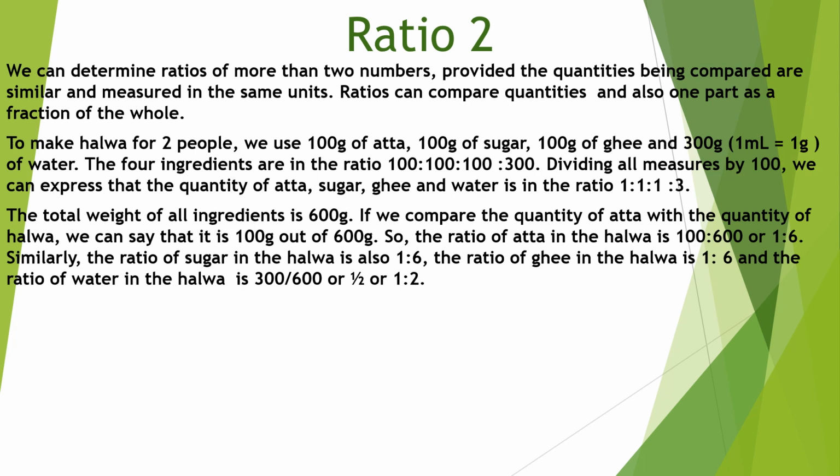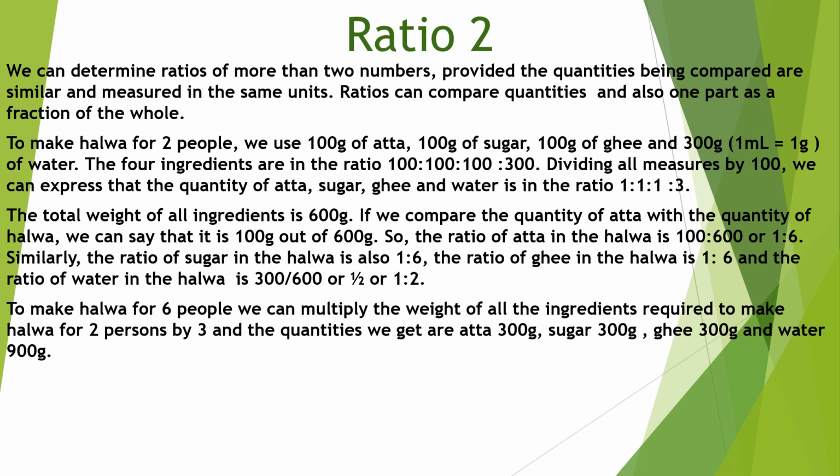Now the total weight of all the ingredients is 600 grams. If we compare the quantity of atta with the quantity of halwa, we can say that it is 100 grams out of 600 grams. So the ratio will be 1 is to 6. In the same way, ratio of sugar in the halwa is 1 is to 6. Ratio of ghee in the halwa is 1 is to 6. And the ratio of water in the halwa is 300 is to 600, which is equal to 1 is to 2.